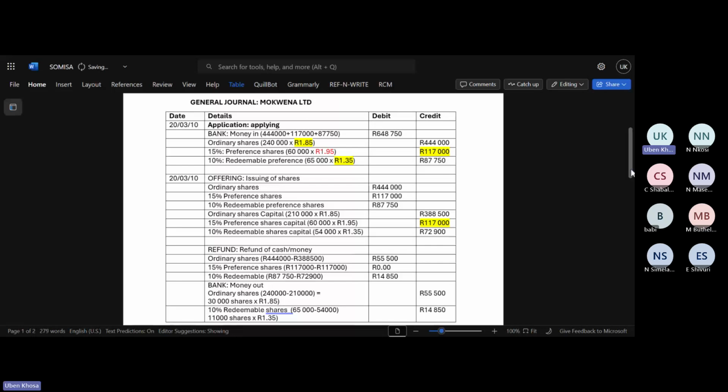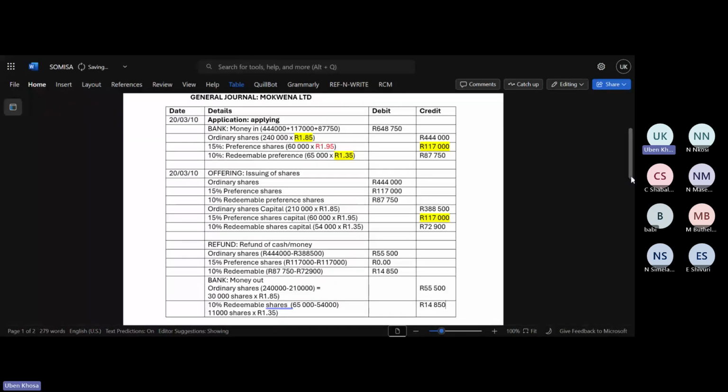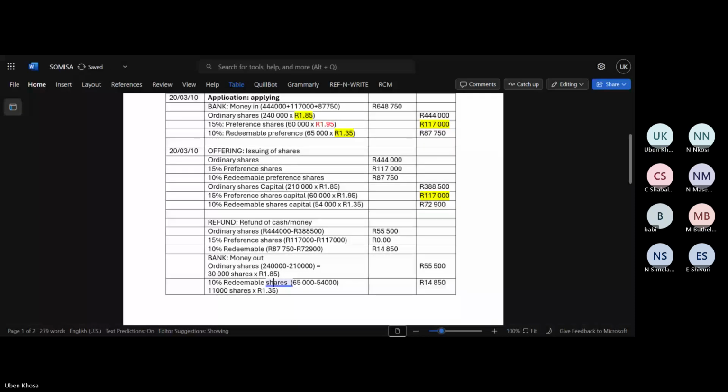I'm sure we are on track. There are two ways to calculate the refund amount. You can just take step 1 minus step 2 and get the answer. Or you can take shares in step 1 minus shares in step 2, then multiply by the price for each share. Then you get your amount.